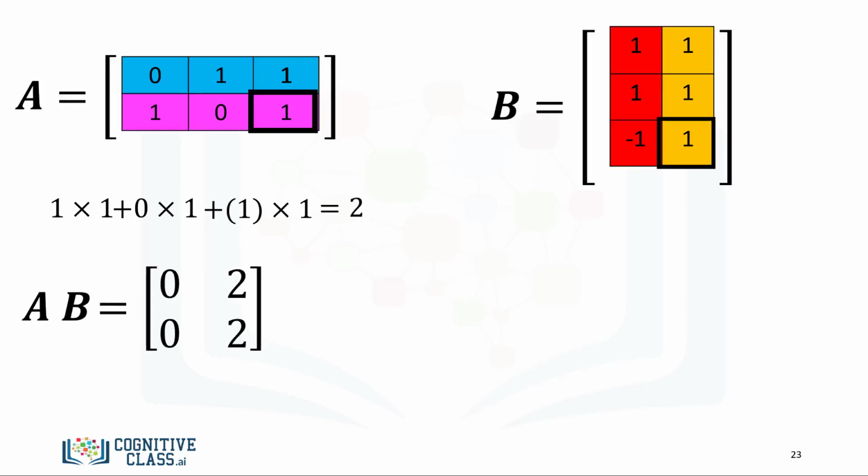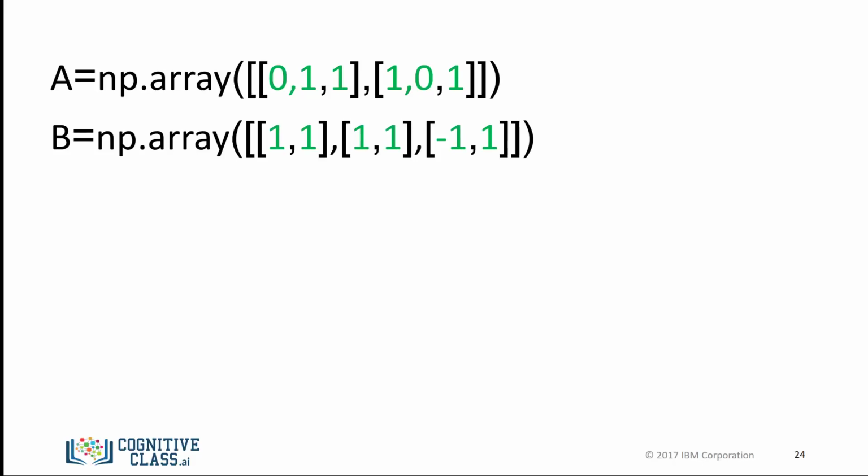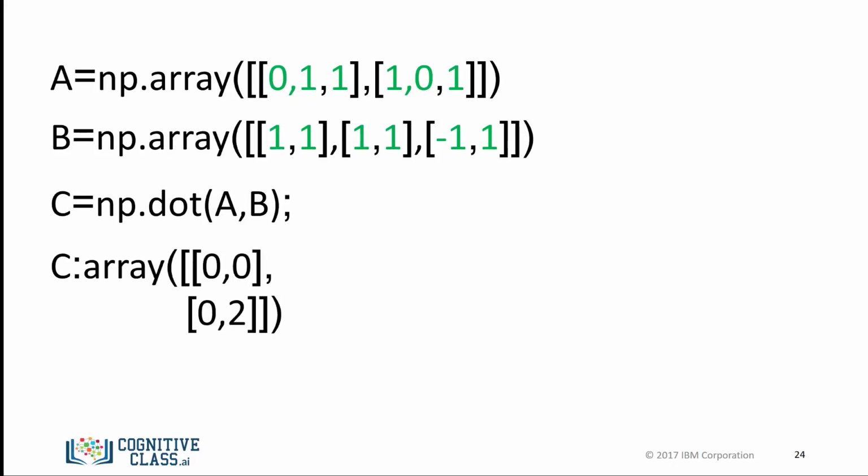The result is 2. In Numpy, we can define the Numpy arrays A and B. We can perform matrix multiplication and assign it to array C. The result is the array C. It corresponds to the matrix multiplication of array A and B. There is a lot more you can do with it in Numpy.